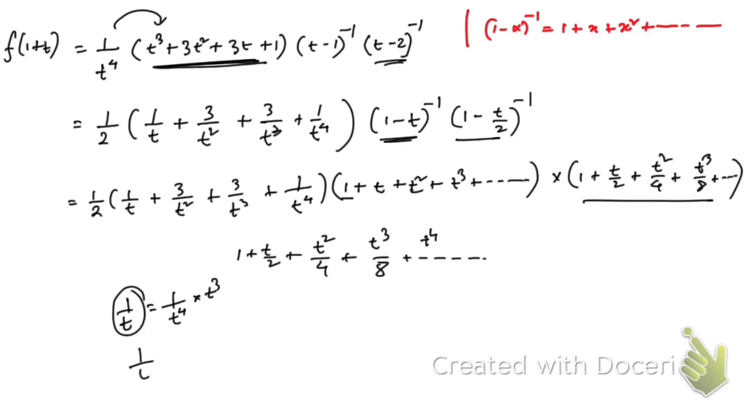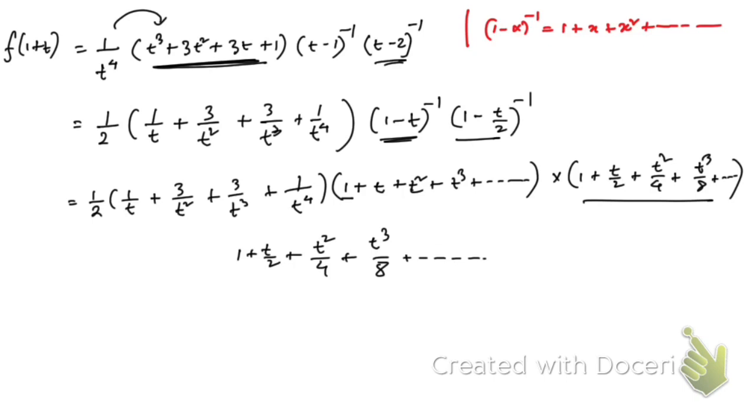As we need the coefficient of 1 by t, that's why we are not going to take any other term such that the power on t is greater than 3. That is, suppose 4, then these two will be cancelled, but here we're going to get 1, but we need 1 by t, right? So that's why we're going to stop here, wherever we get t to the power 3.